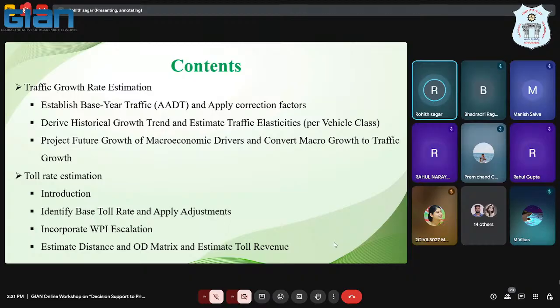After that, we will discuss toll rate estimation. We'll have a brief intro on what a toll rate is and how tolls are collected, and then move on to identify the base toll rate and how to apply adjustments to it, what WPI, the wholesale price index, is, what the escalation factor is, and how to incorporate it in the growth rate of the toll rate. And at last we will discuss estimating distance and the OD matrix, and estimating toll revenue up to future years, up to 2050.